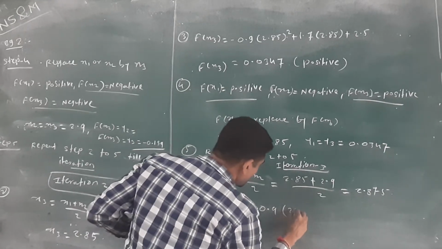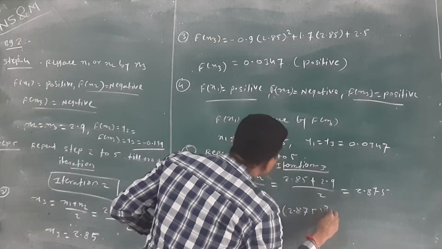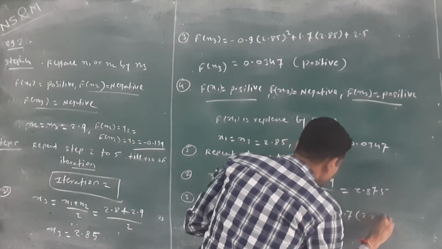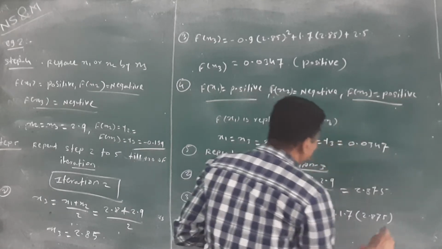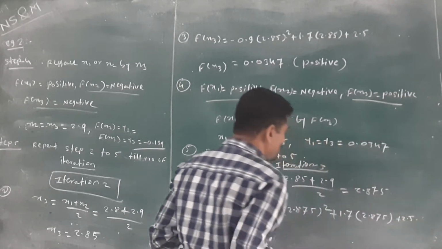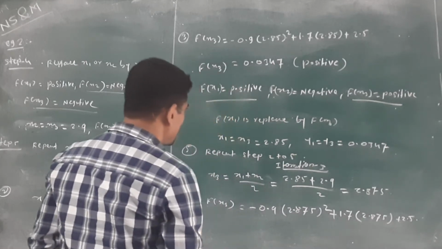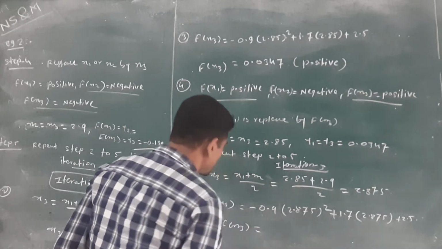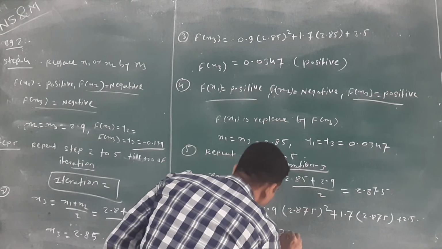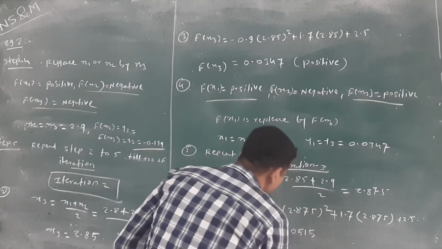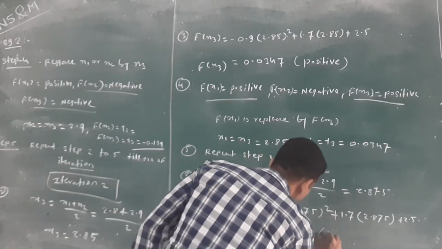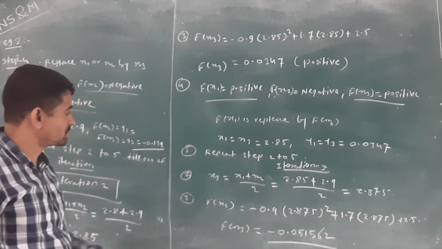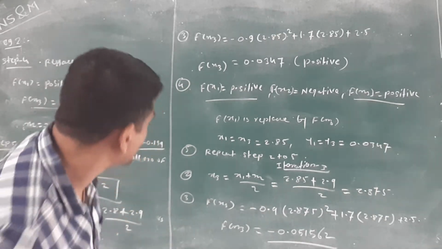times x3 squared, where x3 is 2.875, plus 1.7 times 2.875, plus 2.5. If you calculate, you will get f of x3 is equal to minus 0.051562.